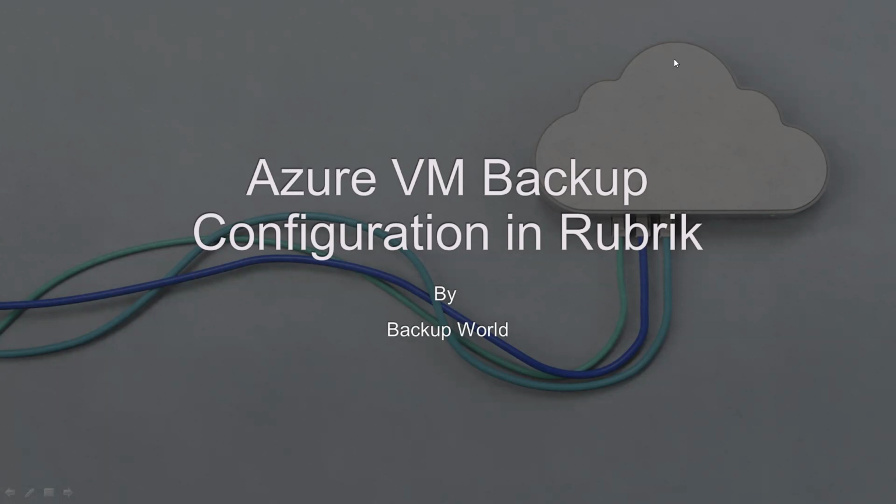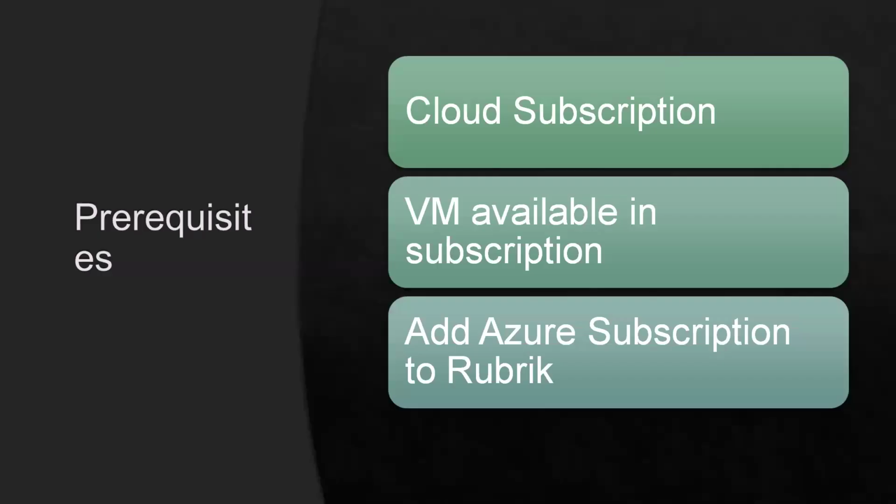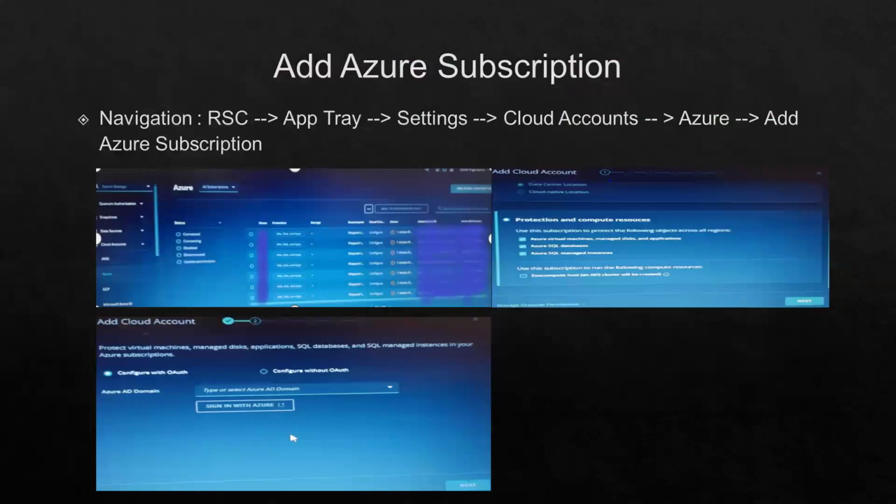Today we'll learn about Azure VM backup configuration in Rubrik. To configure Azure VM backup in Rubrik, we need to go to the cloud subscription. The VM should be available in the subscription, and we have to add the Azure subscription in Rubrik. So how do we add an Azure subscription in Rubrik?